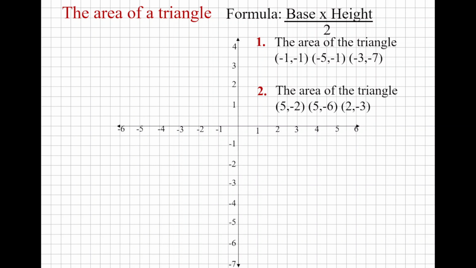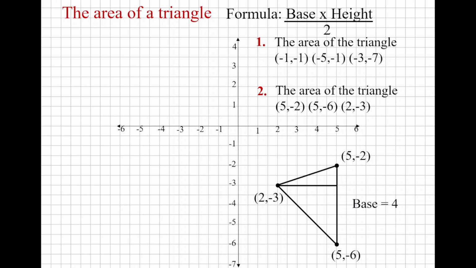In the second example, first we locate the points (5, -2), (5, -6), and (2, -3). Now we draw the sides of the triangle. We will use this side as the base of the triangle. The base of the triangle is 6 minus 2, or 4. Since the base of the triangle is parallel to the y-axis in this case, the height is the difference between the x values. So the height is 5 minus 2, or 3. The area of the triangle is base times height divided by 2, or 4 times 3 divided by 2, which equals 6.